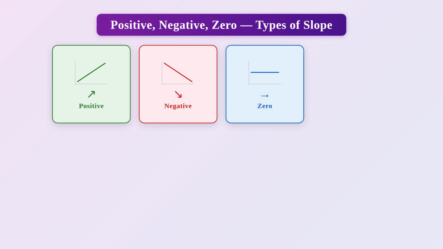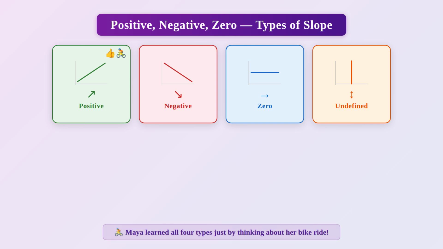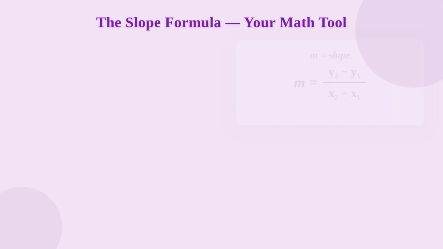A positive slope means the line goes uphill as you move right, like riding up that steep hill. A negative slope means the line goes downhill, like coasting back down. Whee! A 0 slope means the line is perfectly flat, like riding on a level road. And an undefined slope, that's a straight vertical line, basically a wall. You can't ride up a wall. Maya learned all 4 types just by thinking about her bike ride.